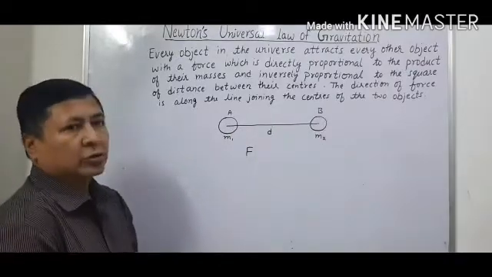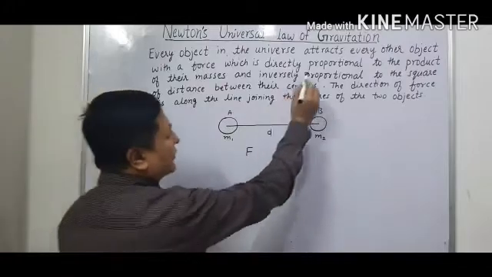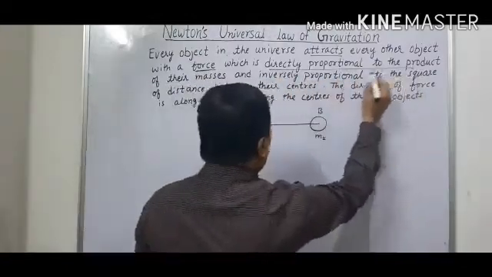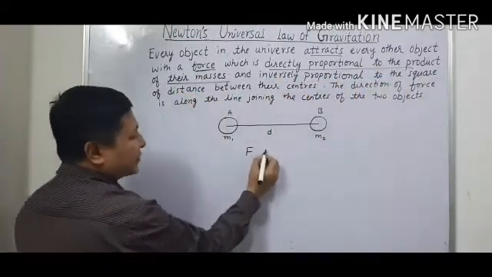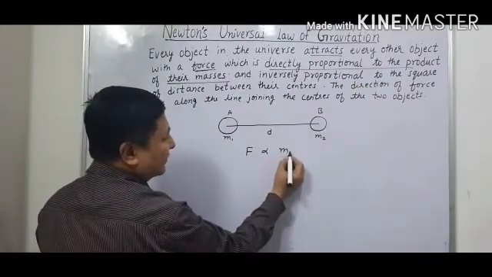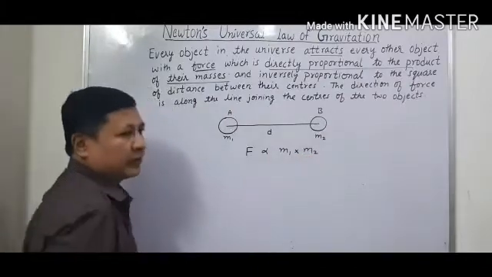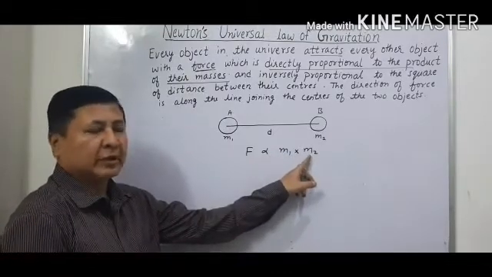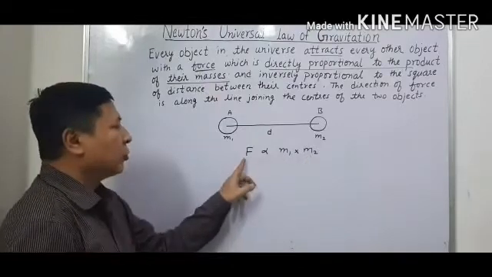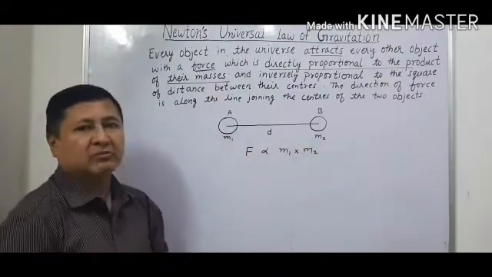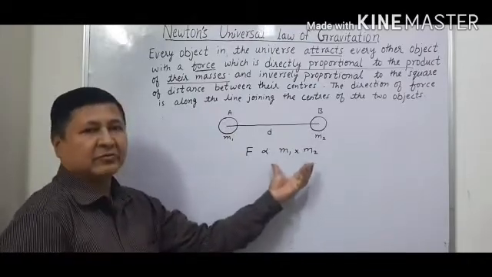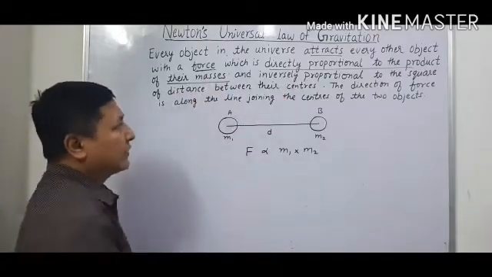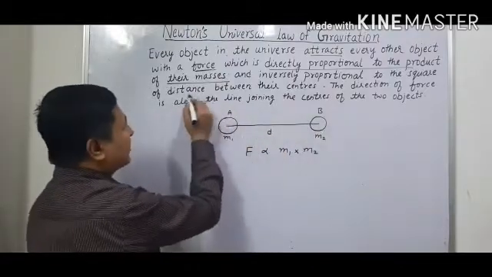According to the universal law of gravitation, every object attracts every other object with a force which is directly proportional to the product of their masses. That means F is directly proportional to m1 into m2. Directly proportional means if the product of the masses of the objects is more, then the force of attraction between the two objects will be more. And if the mass is less, then the force of attraction will also be less. So it is directly proportional to the product of their masses and inversely proportional to the square of the distance between them.